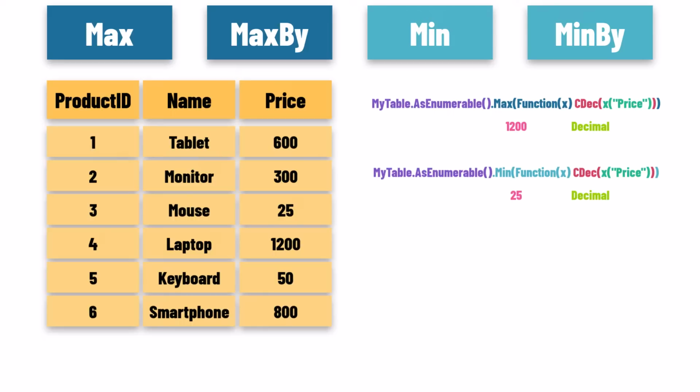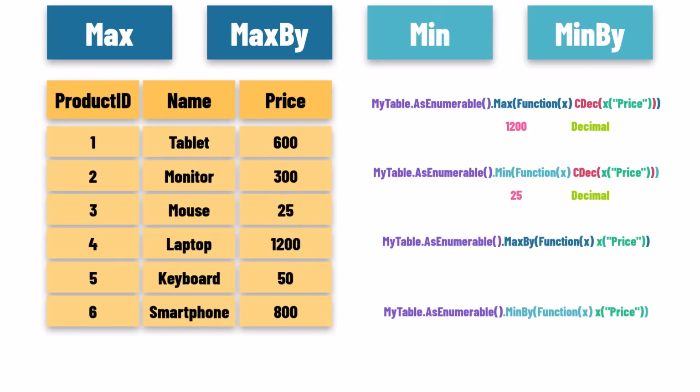But what if we want more context? What if we want to identify not just the price, but also the product that carries that price tag? That's where MaxBy and MinBy come into play. MaxBy will give us the entire row with the highest price, and MinBy will return the row with the lowest price. It's important to note that while we are using a data table as an example here, the 4 methods are not limited to just data tables.